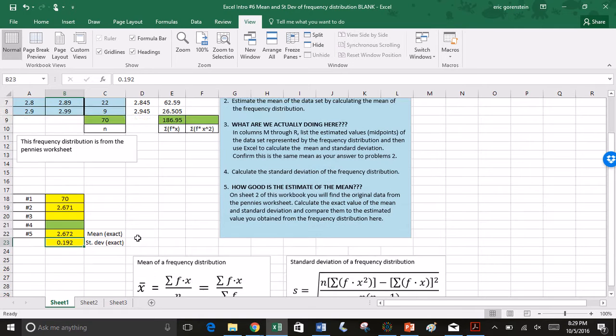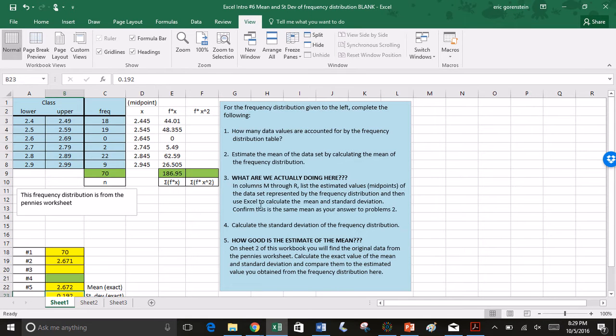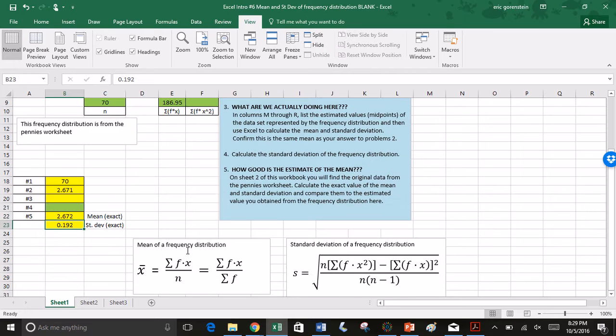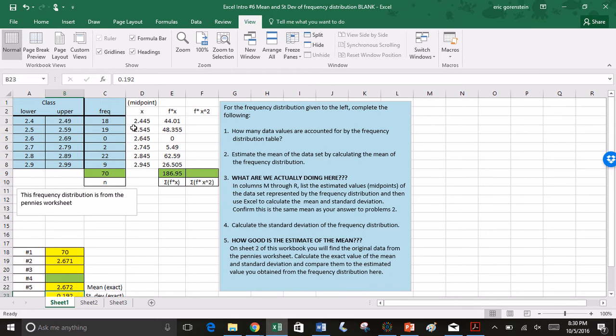And so next question, what are we actually doing here? So what is this formula doing? Well, it's taking the average of 70 numbers. And what are those 70 numbers? Well, here's one x value, 2.445.